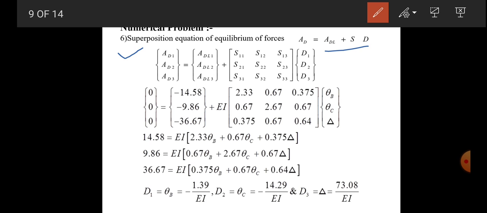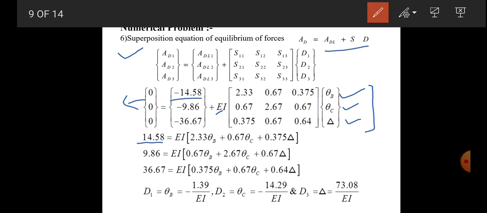Put the value for stiffness matrix ADL and AD, and also the D1, D2, D3. Those are our unknown theta B, theta C, and delta. So now after putting the value, we have this form. Now take this minus 14.58 toward the left hand side, it becomes plus 14.58.